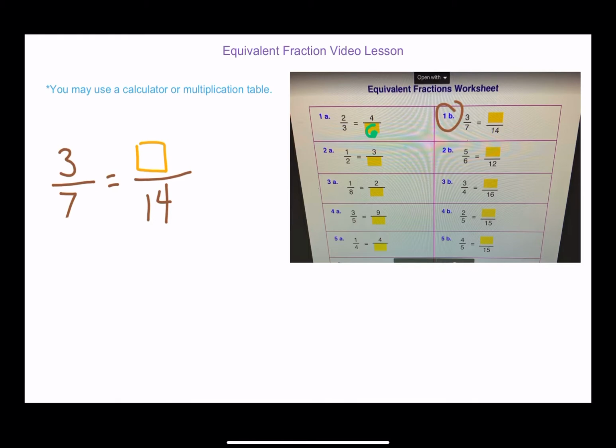If we don't know our multiplication facts, we can just say 14 divided by 7. Use your calculator or your multiplication chart, you're going to get 2. So now I know they did 7 times 2 in order to get 14. Well, whatever you do to the bottom, you must do to the top. So 3 times 2 equals 6. So 3/7 is equal to 6/14. And I'm going to go into my worksheet and put 6 right in the yellow square.